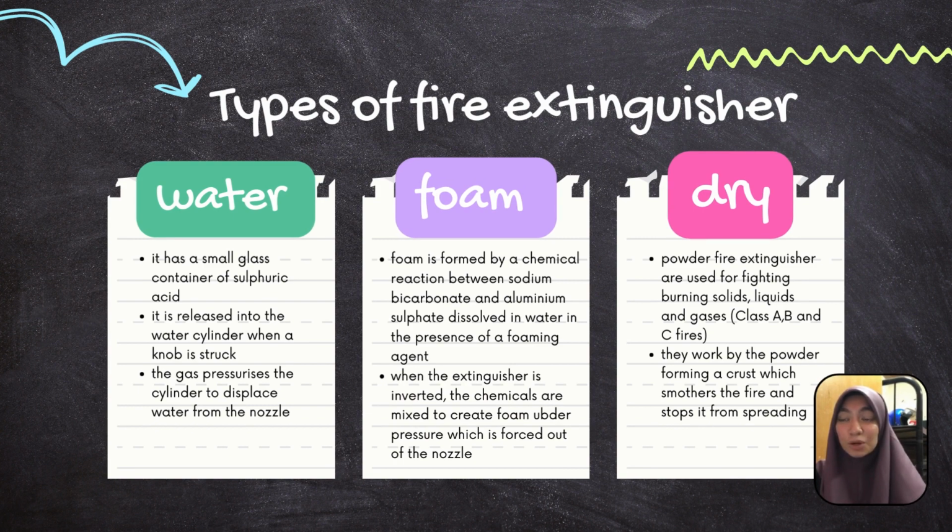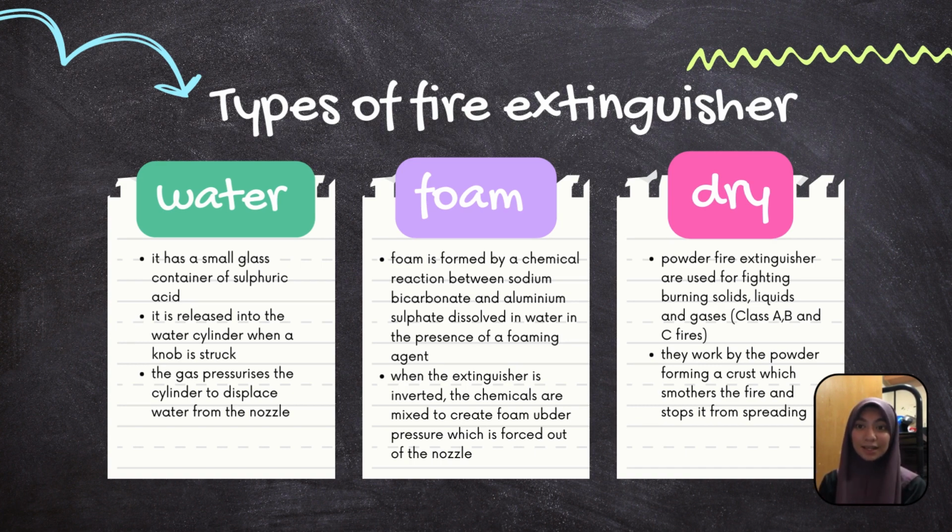So these are the types of fire extinguisher. Number 1 is water. It has a small glass container of sulfuric acid. It is released into the water cylinder when a knob is struck, and the gas pressurizes the cylinder to displace water from the nozzle. Number 2 is foam. Foam is formed by a chemical reaction between sodium bicarbonate and aluminium sulfate dissolved in water in the presence of a foaming agent. When the extinguisher is inverted, the chemicals are mixed to create foam under pressure, which is forced out of the nozzle.